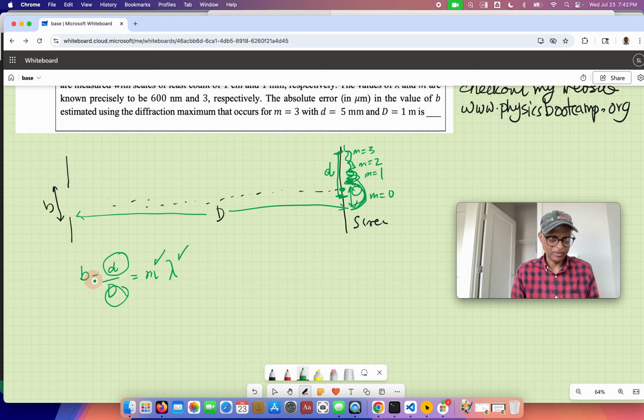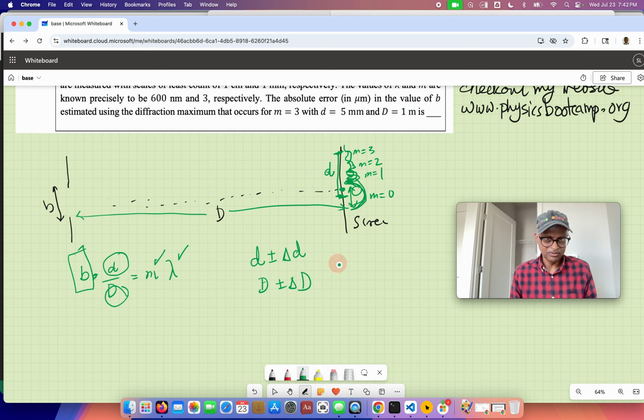So we need to deduce this one. We know small d is a plus minus delta d, and capital D is a plus minus delta D. That's how it's been measured. So the question is, using this information, can you deduce B plus minus delta B? What is this delta B?